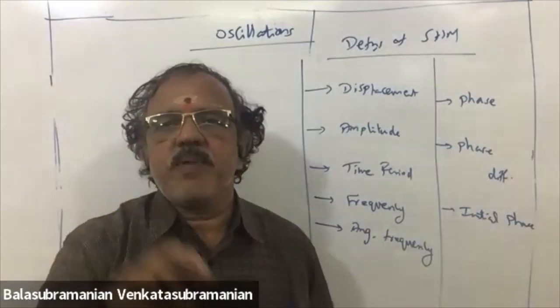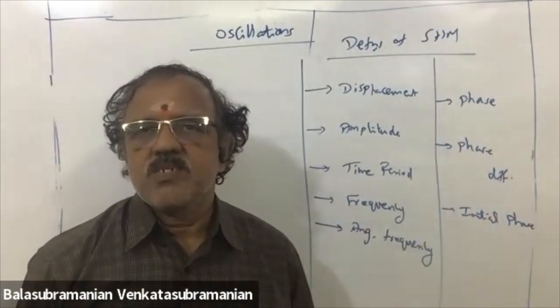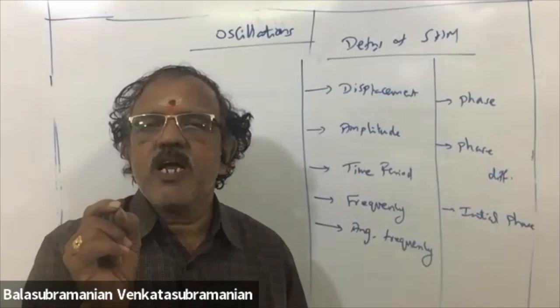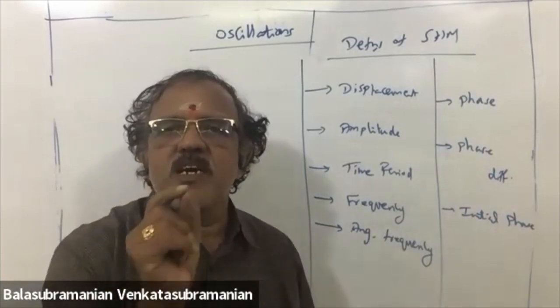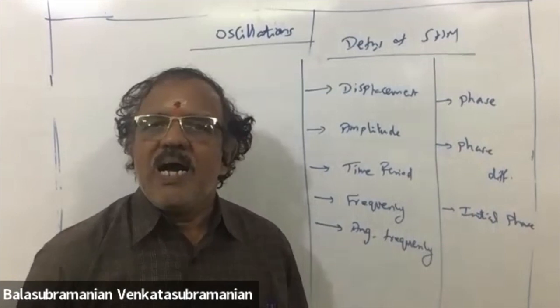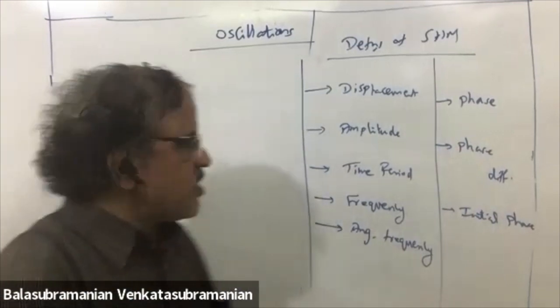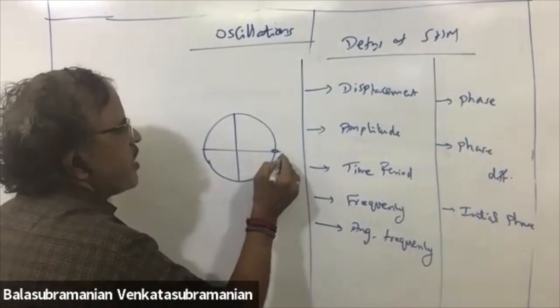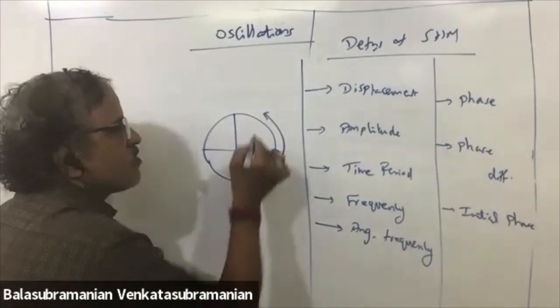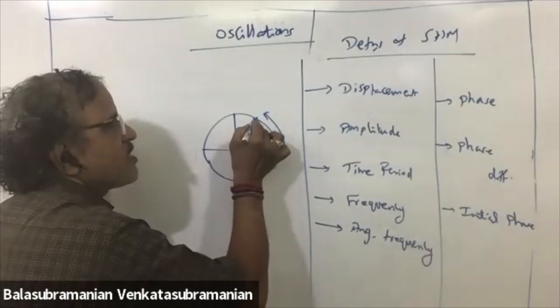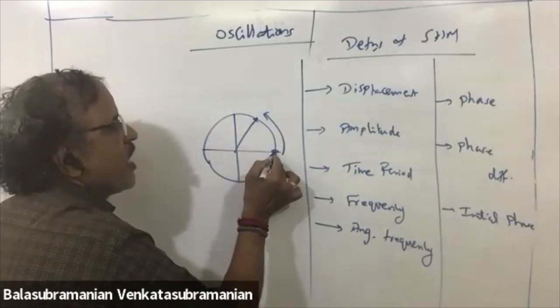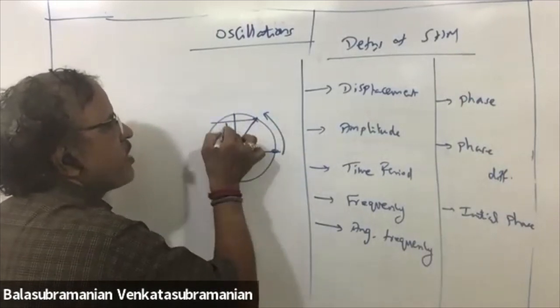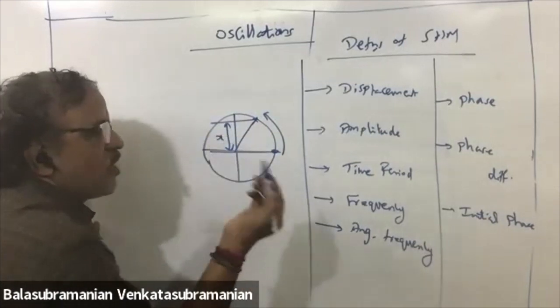Displacement of a vibrating particle. Consider a body or a particle moving in a circular path. After a time of t seconds in that circular path, it is starting here, moving in anti-clockwise direction. This is after some time t. So initial point, final point. This is the displacement x or y you can take.